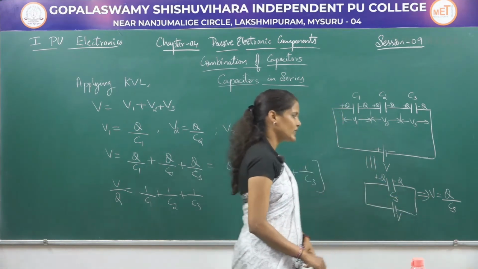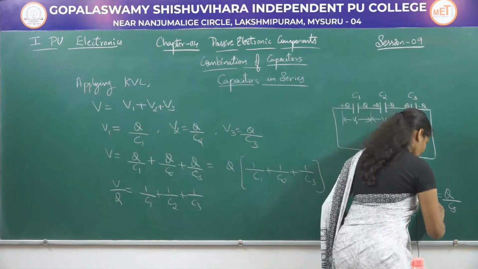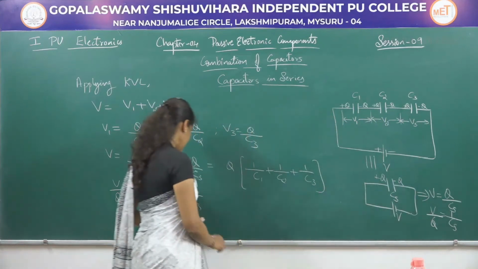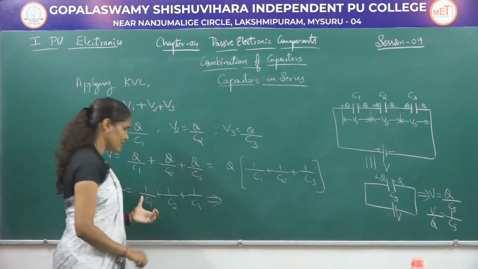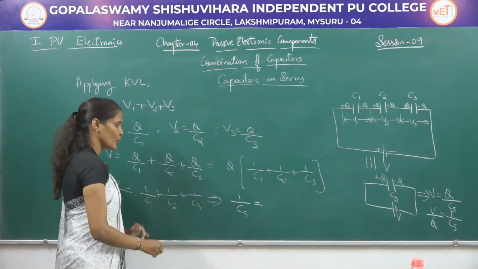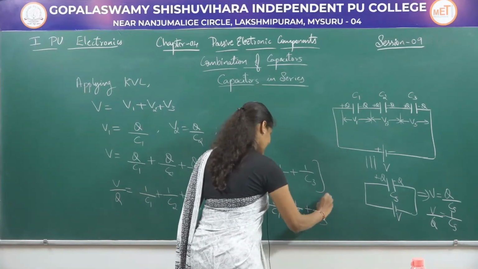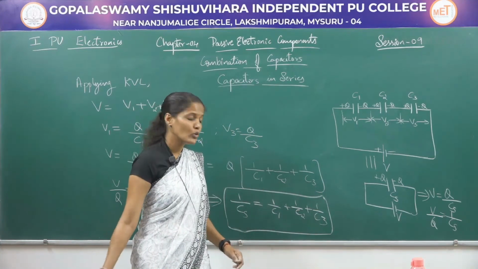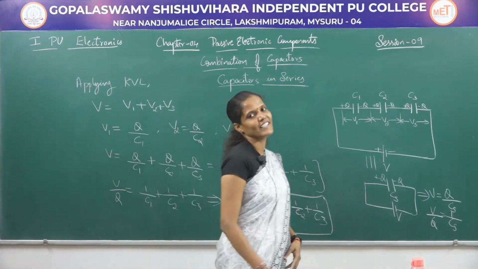So V can be denoted by Q divided by Cs, or the same expression can be written as V divided by Q is equal to 1 divided by Cs. But in the earlier relationship, I am having V divided by Q. So V divided by Q will be replaced by 1 divided by Cs, which is equal to 1 by C1 plus 1 by C2 plus 1 by C3. So this is the expression to find out the effective capacitance value of three capacitors C1, C2 and C3 which are connected in series.